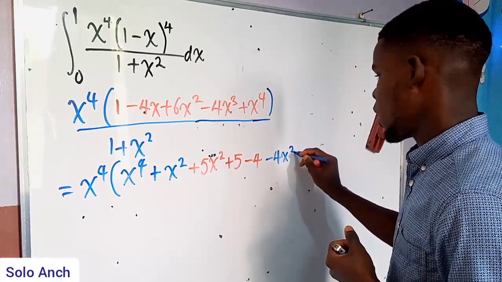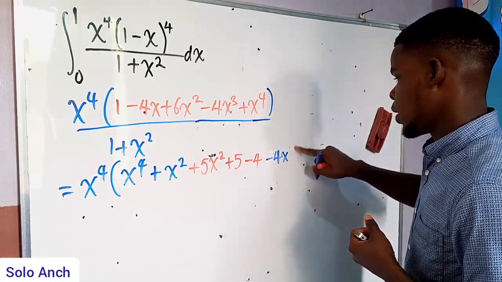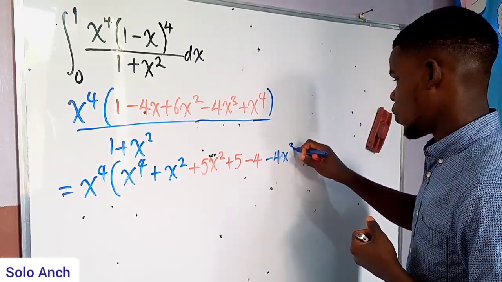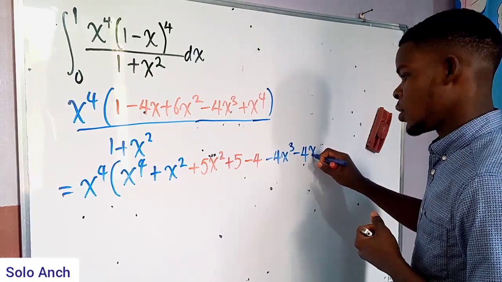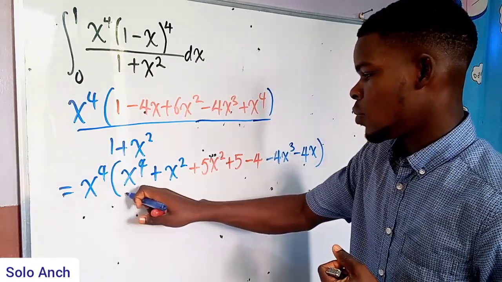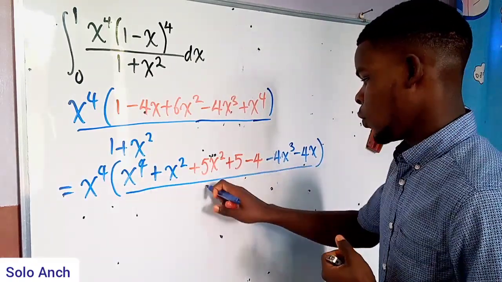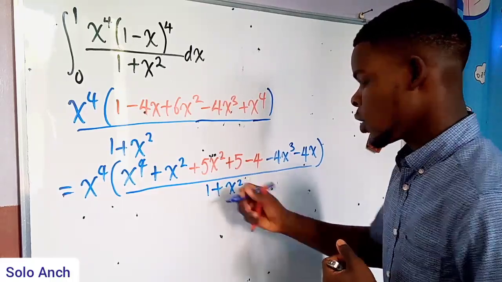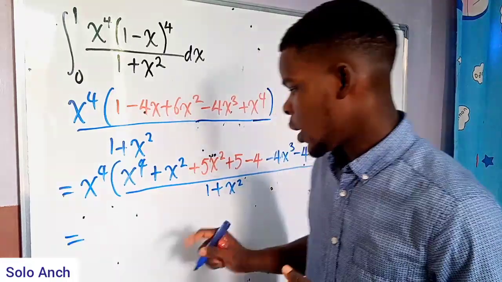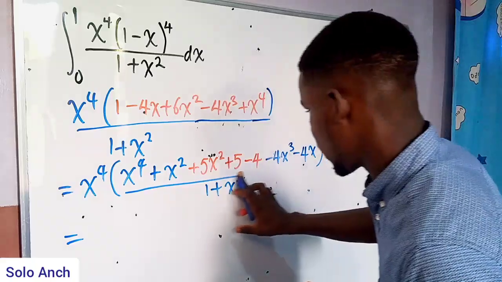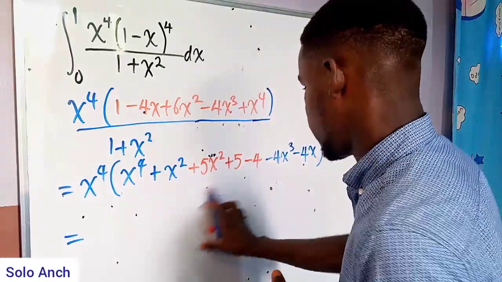Negative x to the power 3, and then negative x, right? Negative 4x. So this is the power 3, and then negative 4x. Okay, that's nice. So we just keep the denominator the way it is, 1 plus x squared. So from what I just said, let's just split the fractions anyway. I'm going to split for each of them.